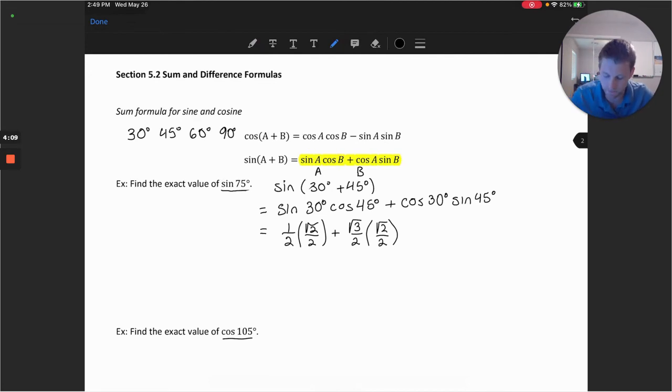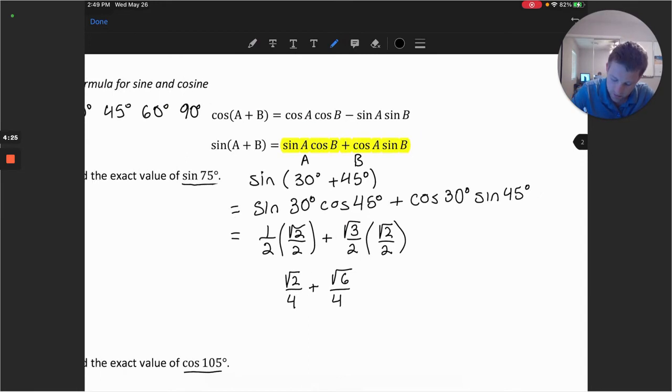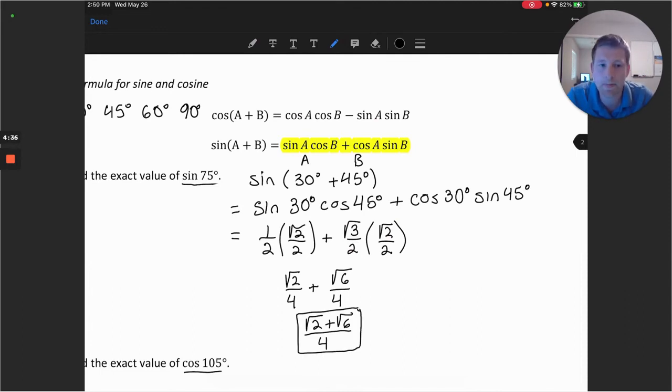In this case, we have a nice common denominator. When we get this, we'll have square root of 2 over 4, plus root of 6 over that same common denominator of 4. And so we could rewrite this with one common denominator as root 2 plus root 6 all over 4. And this would be the exact solution that we'd want to leave the problem in. So we have our first sum identity worked here. This is the exact solution for sine of 75 degrees.